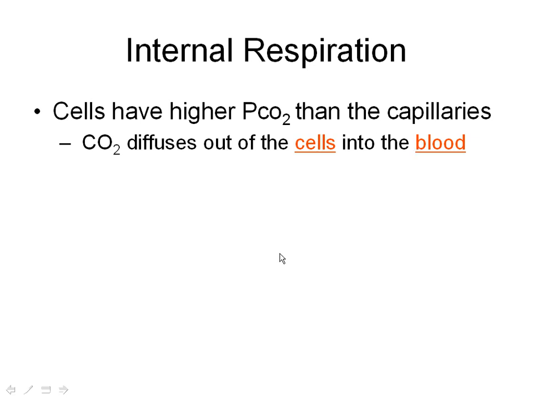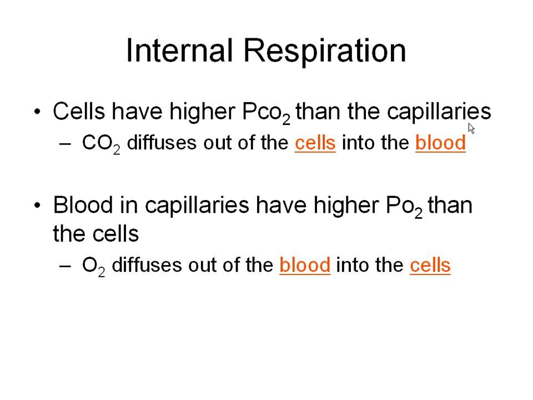And then it gets carried all the way up to the lungs, it diffuses into the lungs, and you exhale it. So the CO2 is higher in your cells, so it diffuses into the blood, and O2 goes the other way. Your cells are low in O2 because they're using it up, but your blood has brought lots of it. It's brought this fresh supply, so the O2 is going to diffuse out of the blood into the cells and get used to create ATP.